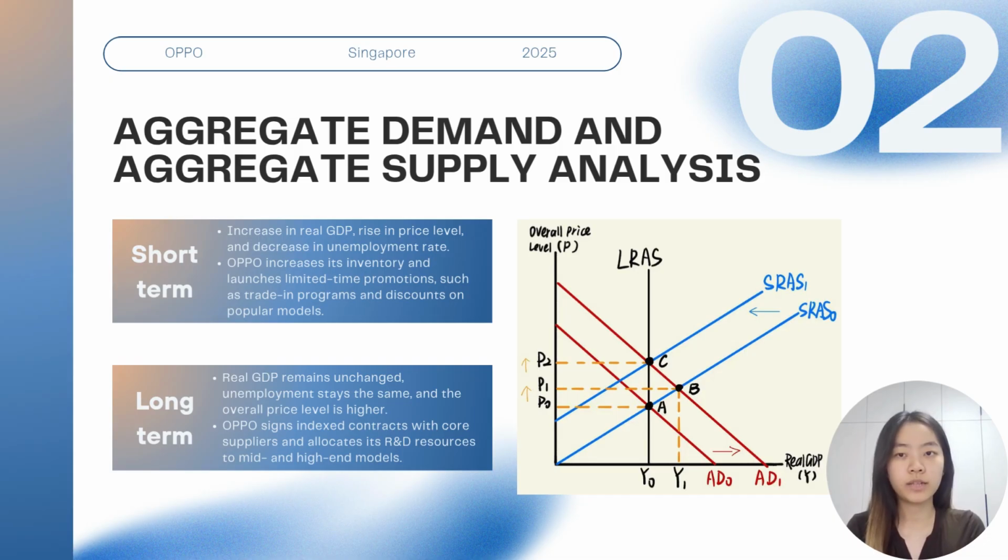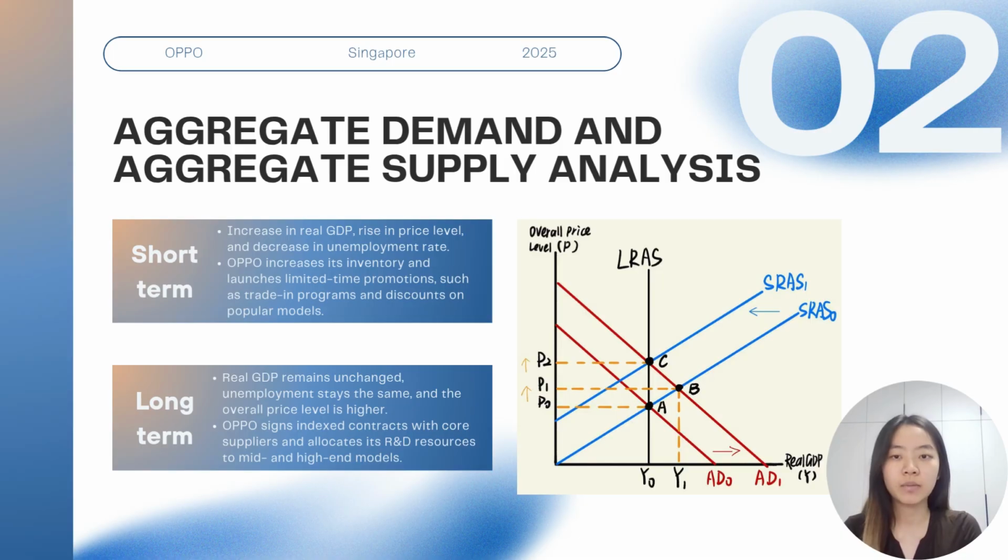In the long run, general prices go up, and employees' wages, transport fees, and rent will all increase, pushing up operating costs. Oppo should sign long-term contracts with key suppliers to lock in cost, and focus more R&D resources on mid to high-end models to maintain profit. Higher-end products can help offset the impact of rising cost.